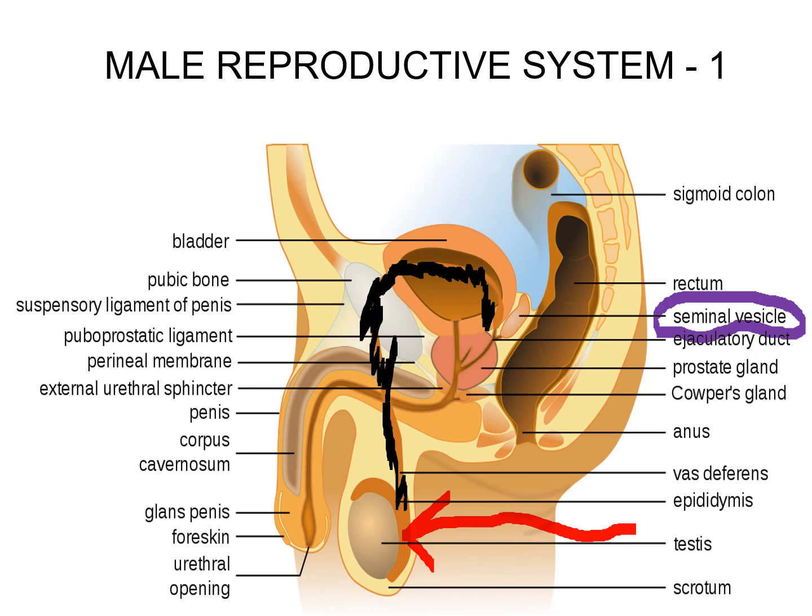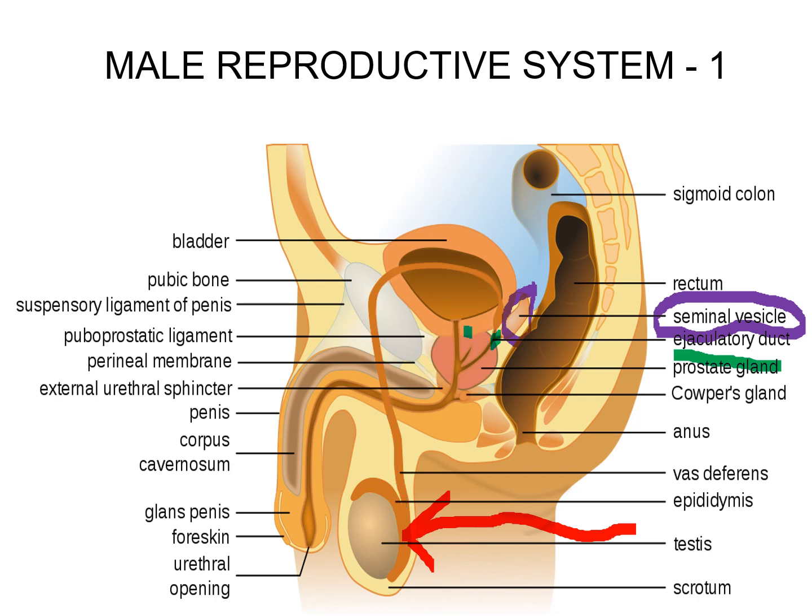So once the vas deferens runs together with this seminal vesicle right here in purple, it forms a new tube, I guess you can say, and that's called the ejaculatory duct. And then the ejaculatory duct is what goes through the prostate gland. I'll circle it in blue again. Here we go. So that's the prostate. The ejaculatory duct runs through the prostate and then meets up with the urethra.